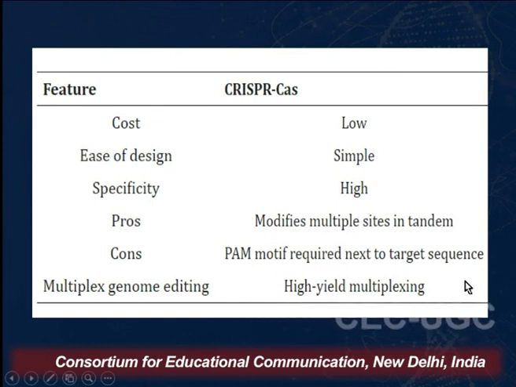So, what are the features of this CRISPR-Cas9 system? The cost is generally low as compared to the other nuclease systems. The ease of doing it is high, it is a very simple mechanism. The specificity is high, and there are multiple loci which can be targeted. The requirement is that there has to be a PAM sequence for the target sequence, and multiple genome editing can occur. So, this is a very high yielding mechanism as compared to the others.